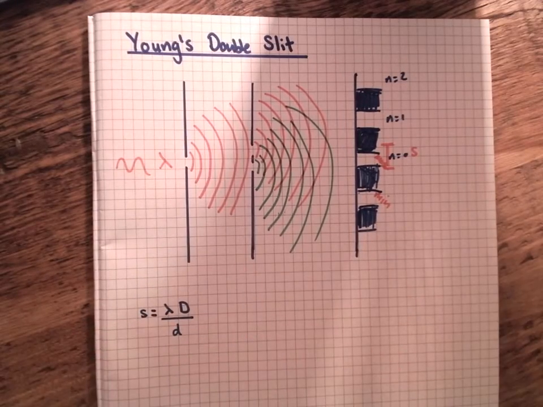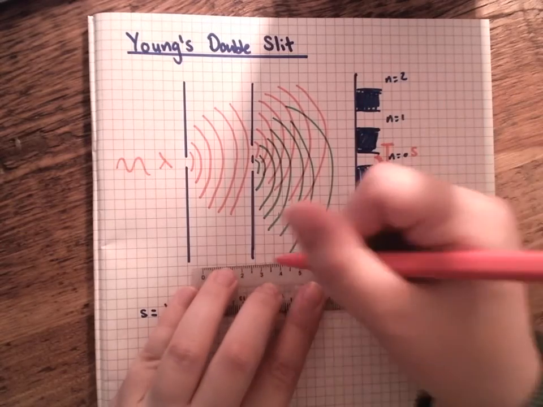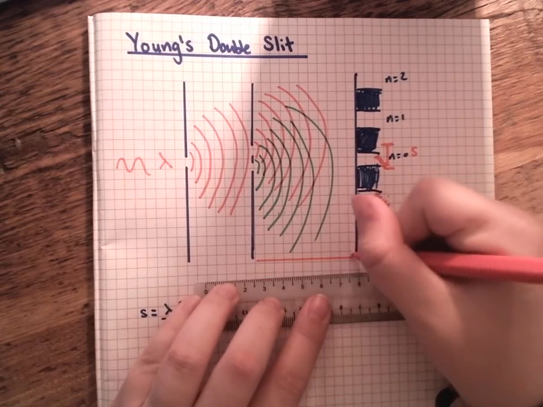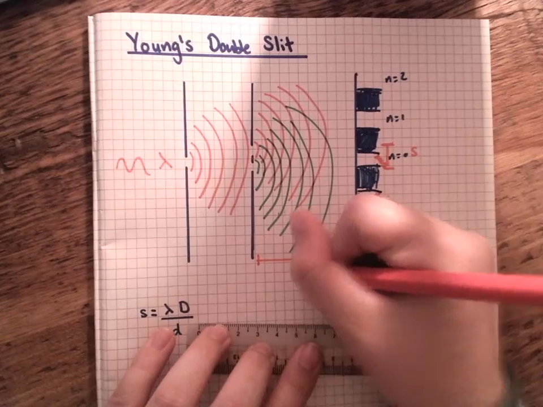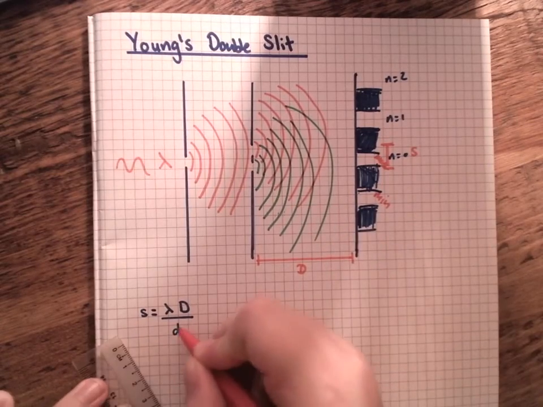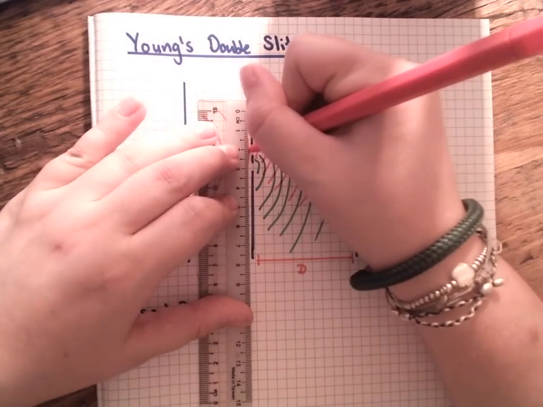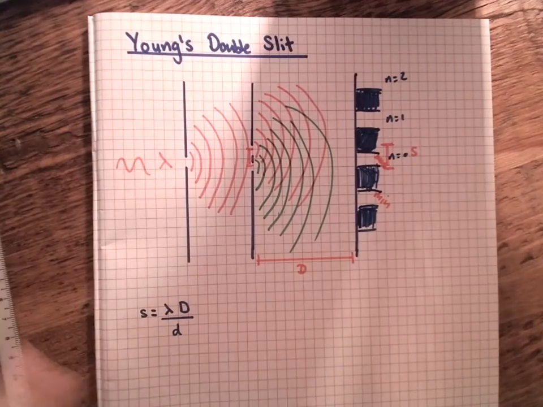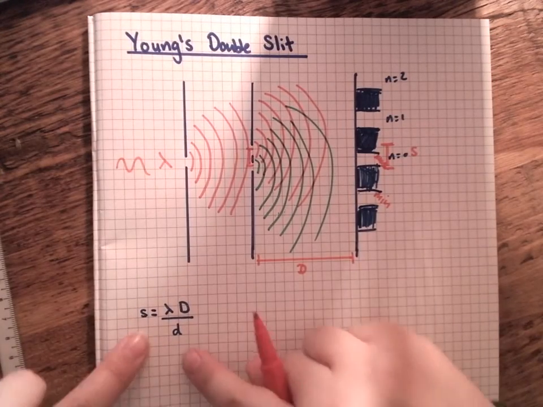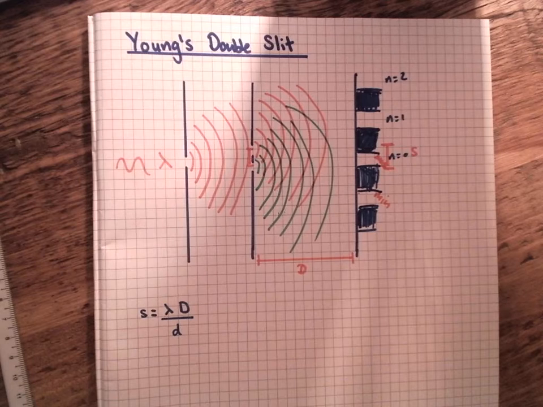Capital D is the distance from the screen, so from the slits to the screen here. So this would be our D in this case. And then little d here represents the distance between the double slits. So in this case, that would be giving us this equation.